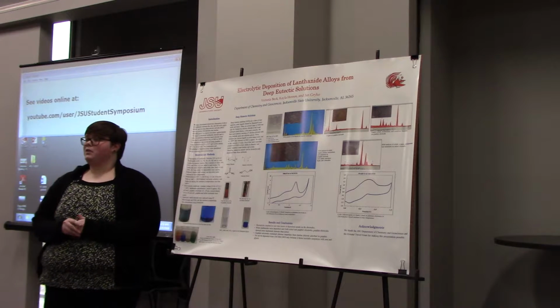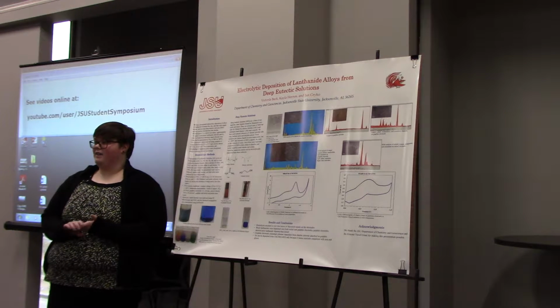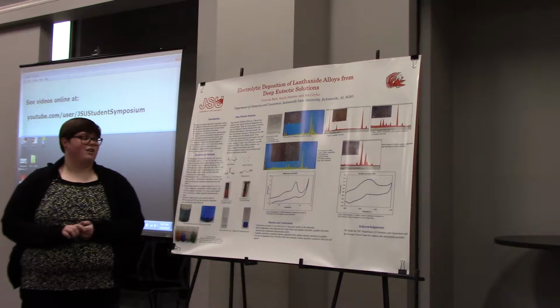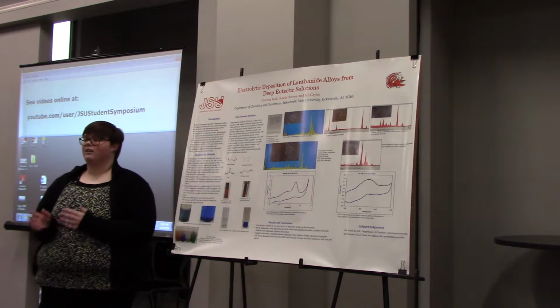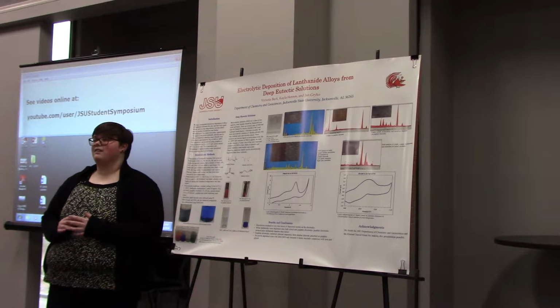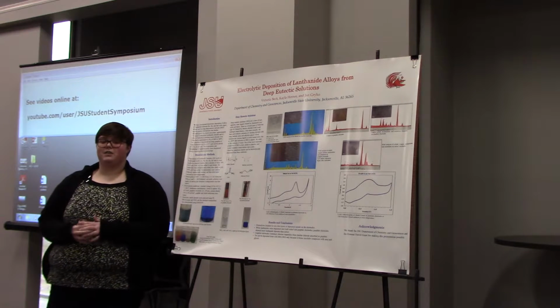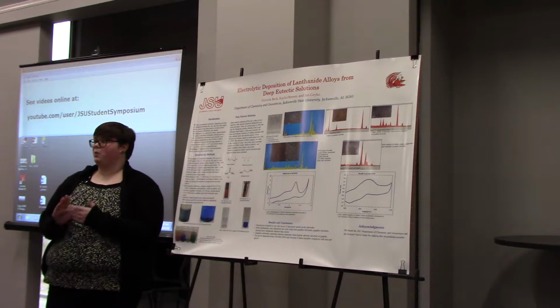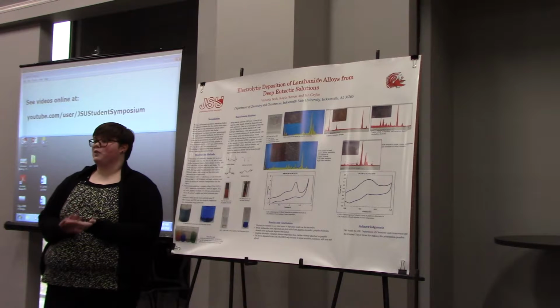So first we prepared our lanthanide chlorides from lanthanide oxides, and we did this by dissolving 0.01 moles of lanthanide oxides in 20 milliliters of 39% hydrochloric acid and 10 milliliters of water. So these were cooled, and then the precipitates were vacuum filtered, washed with acetone, and then dried under vacuum at room temperature.